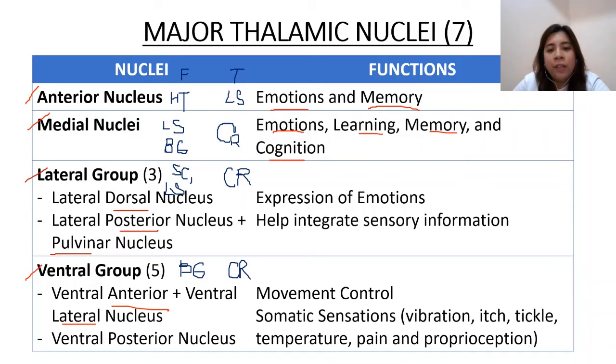Okay, which is why it functions mainly for movement control and somatic sensations. While the other nucleus is your ventral posterior nucleus, which is able to relay functions regarding sensation of temperature, pain, and proprioception.